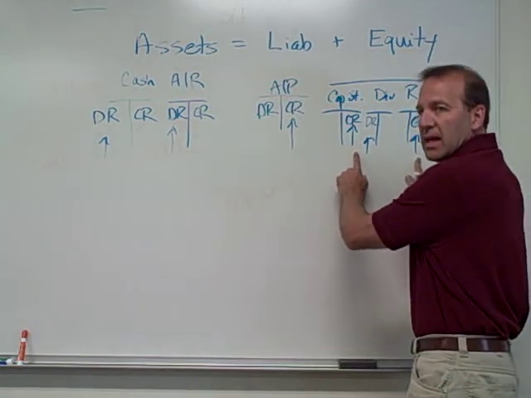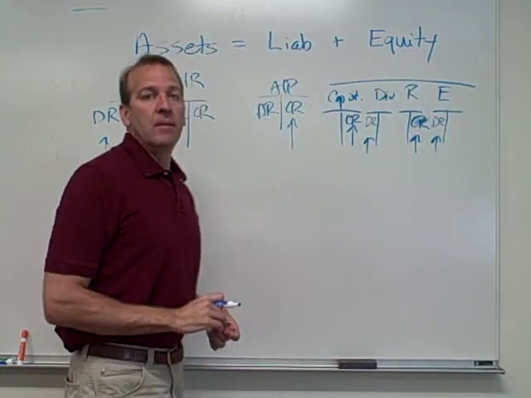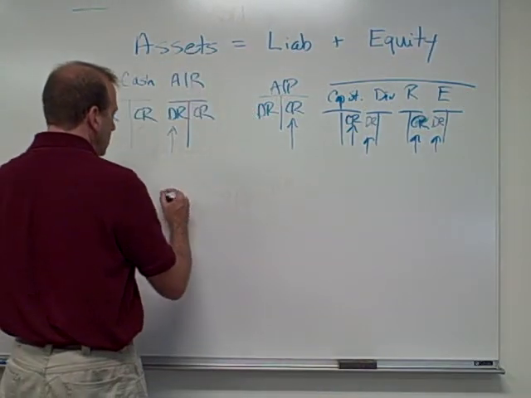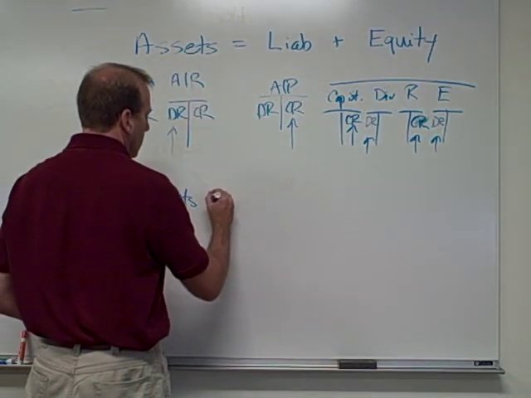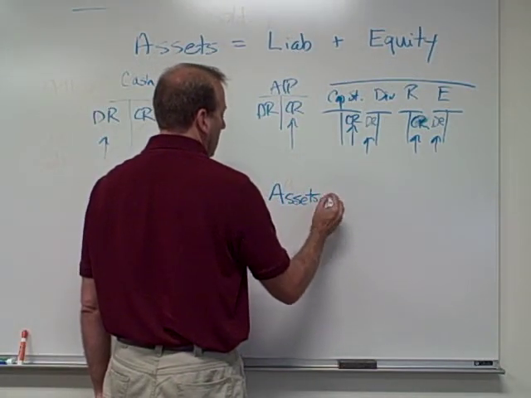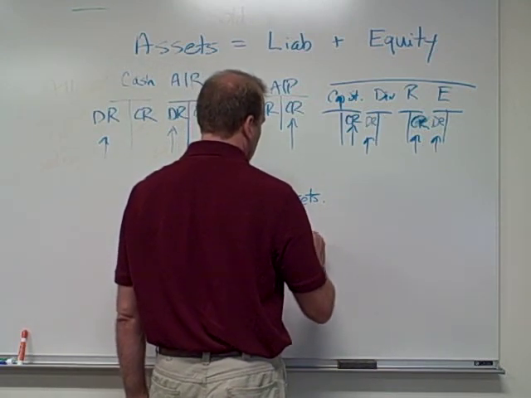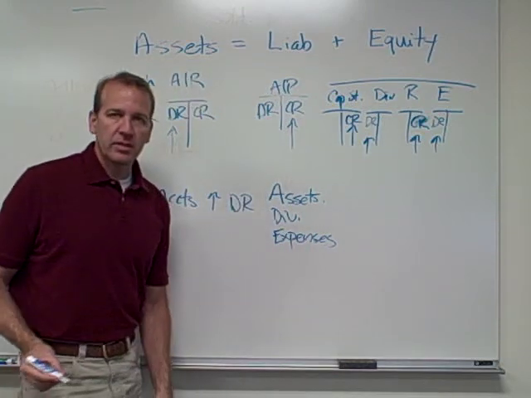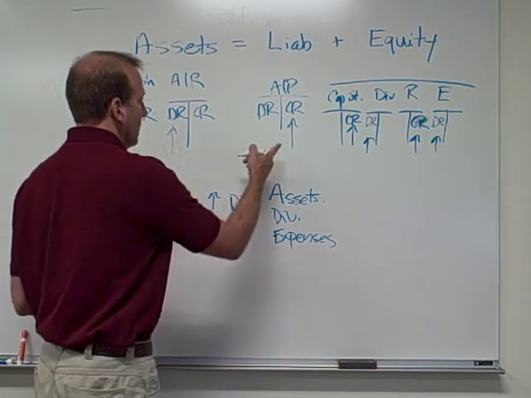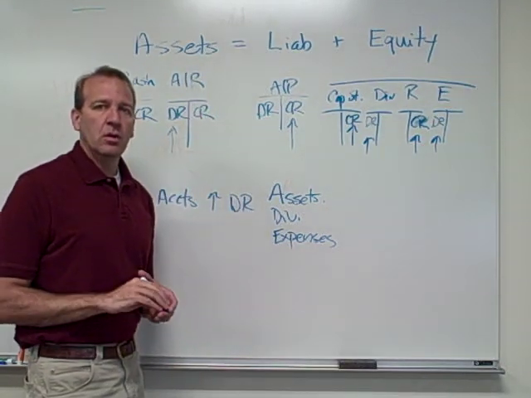And these are the increasing accounts, capital stock and revenue. Decreasing accounts are dividends and expenses. So dividends and expenses would increase with debits. So basically, accounts that increase with debits are assets, dividends, and expenses. There are your three accounts that increase with debits. So then basically, all the other accounts increase with credits. So your liabilities, capital stock, and revenue increase with credits, okay?